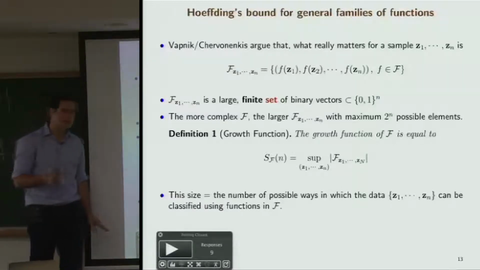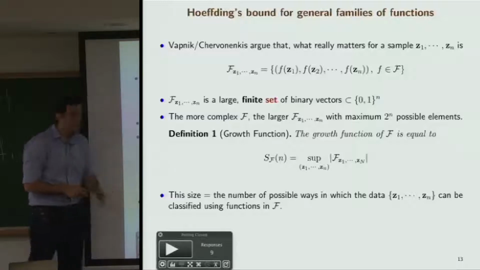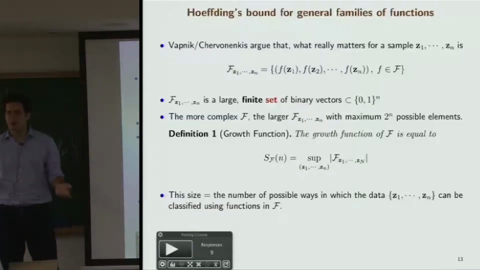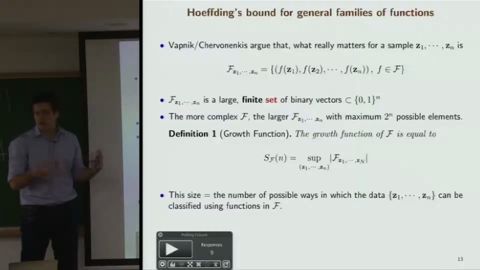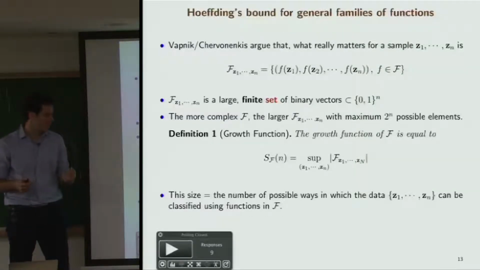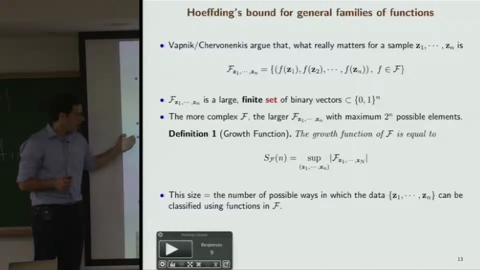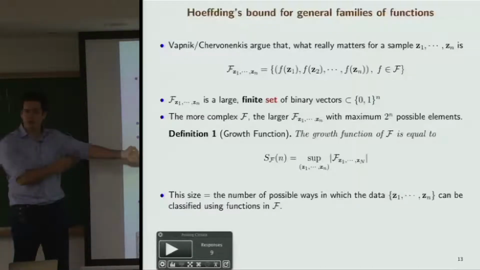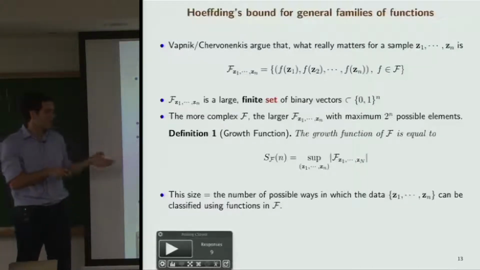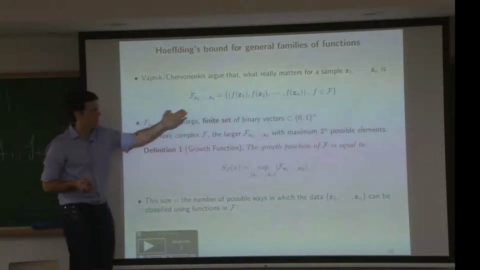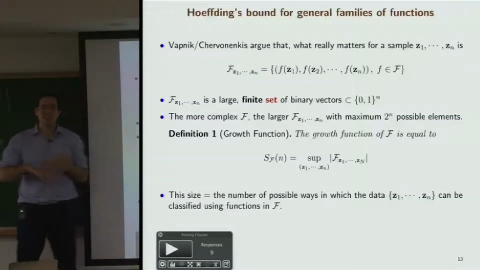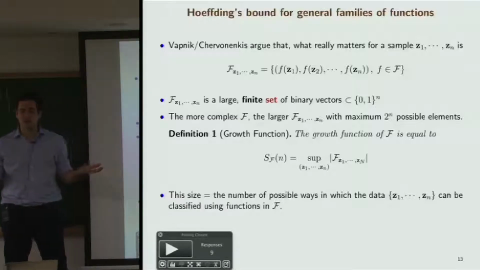There are different ways you can do that. And if you just take all possible different classifications, then you will get this size, this number of vectors. So the more complex F, I think you will agree, the larger this set will be. And actually, if you can come up with a way to classify this in as many different ways as you want.